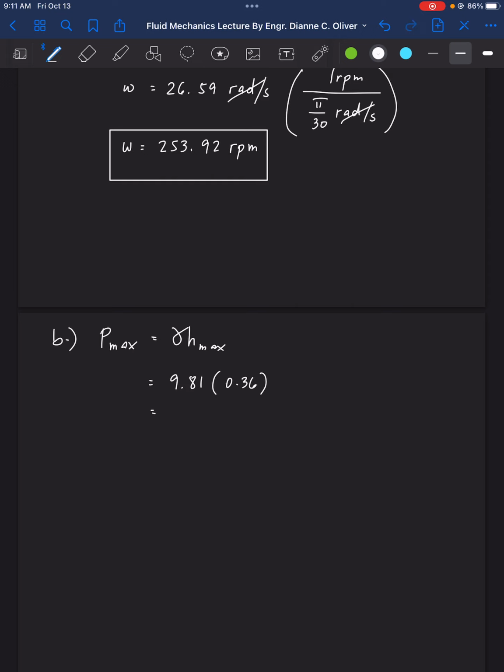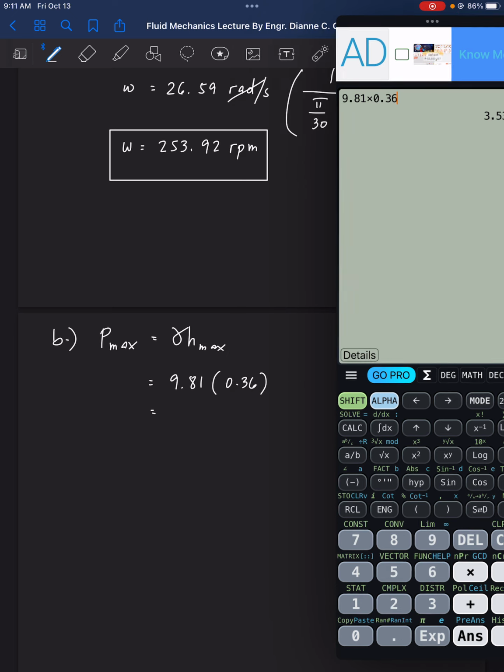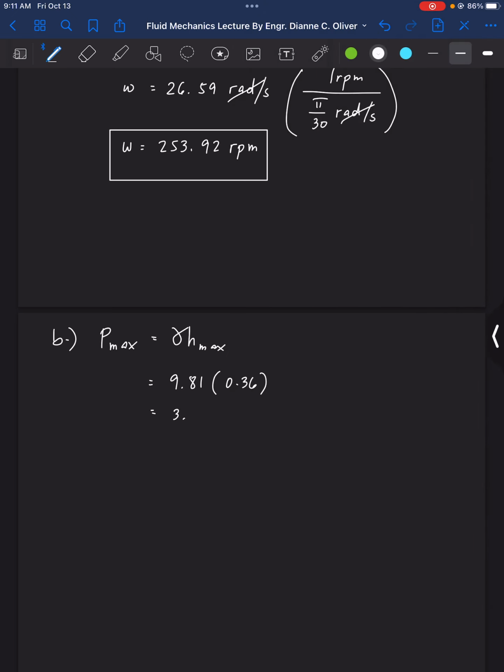So P max is equal to 9.81 times 0.36, that is 3.53 kilopascal.